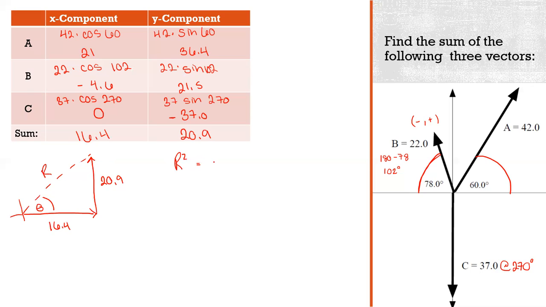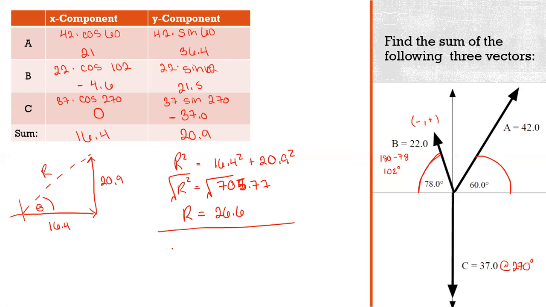R squared is going to be equal to 16.4 squared plus 20.9 squared. Adding those together, R squared is equal to 705.7. Take the square root of both sides, because we want just R, and we find the resultant length is 26.6. All right, so that's our length. Then we want to find the angle.